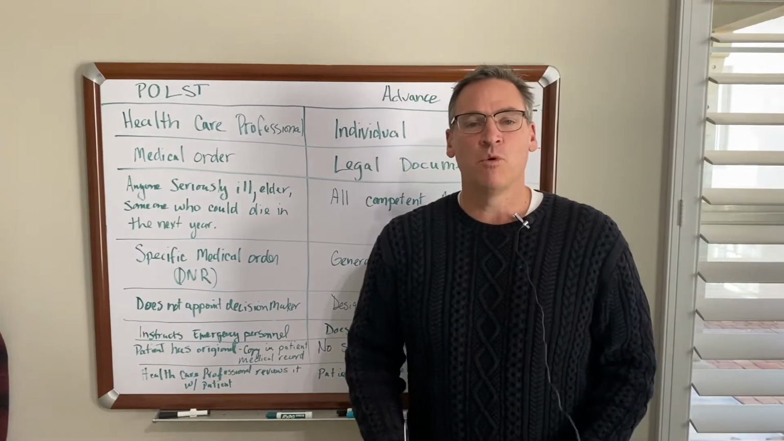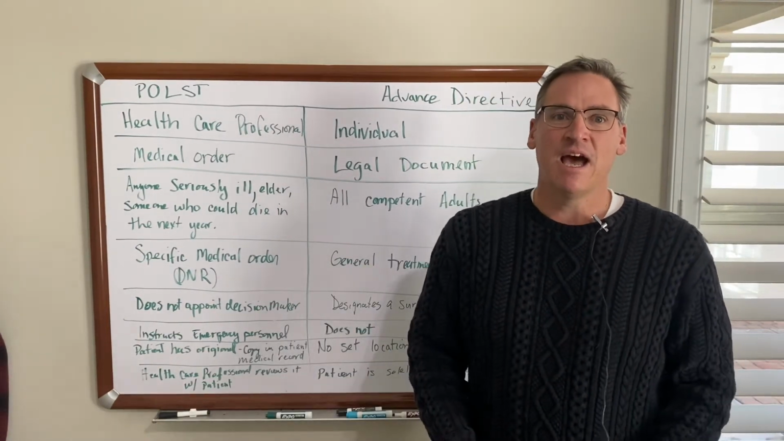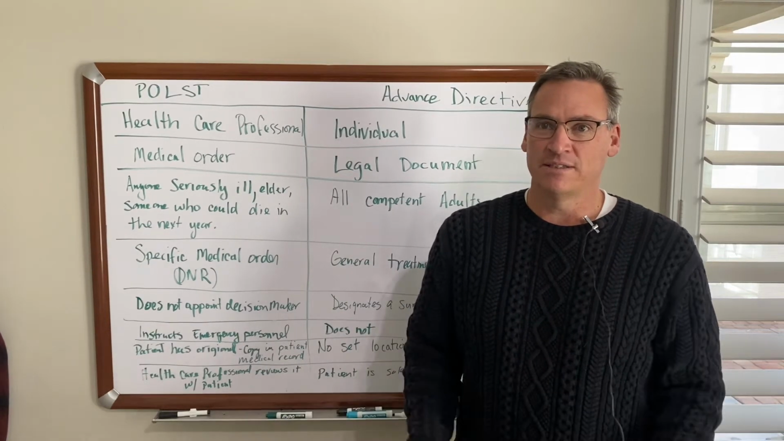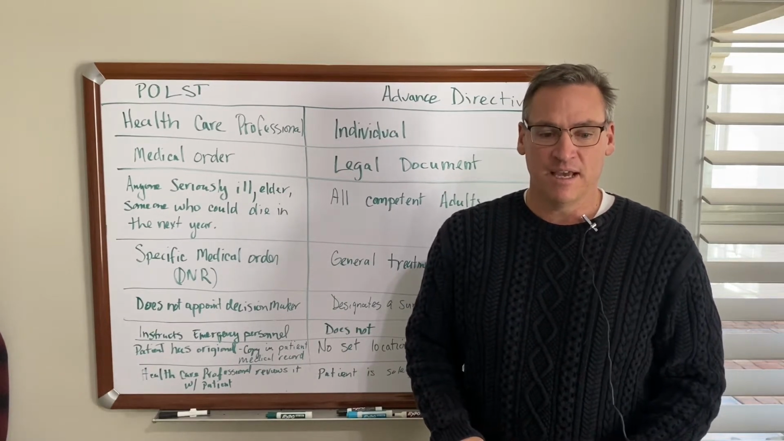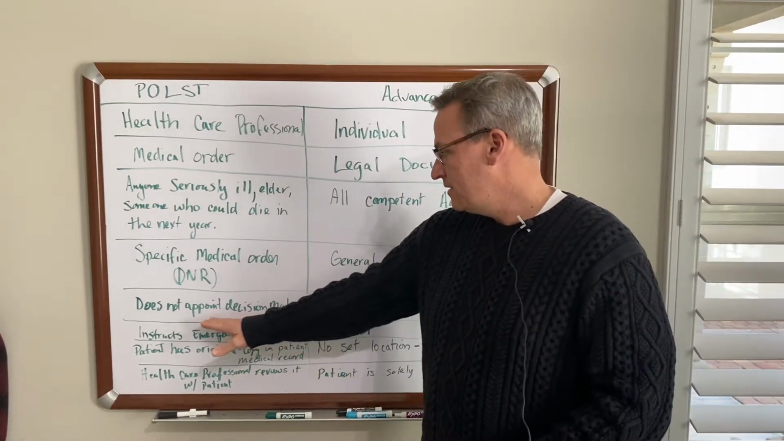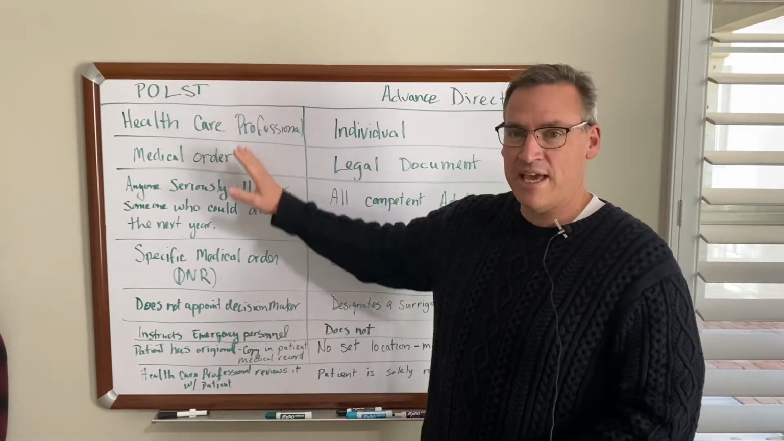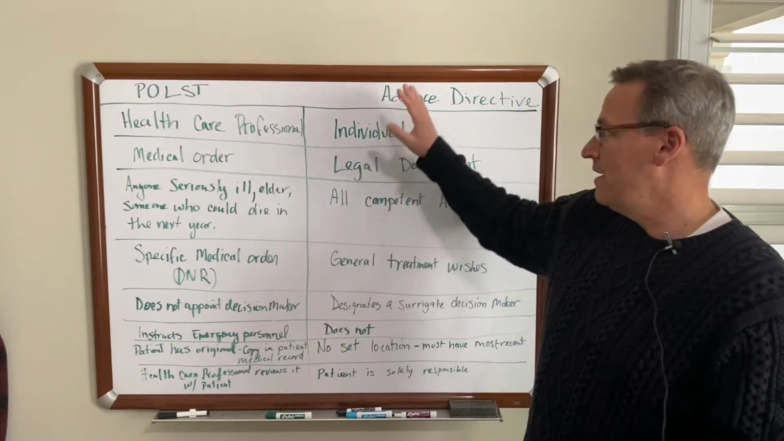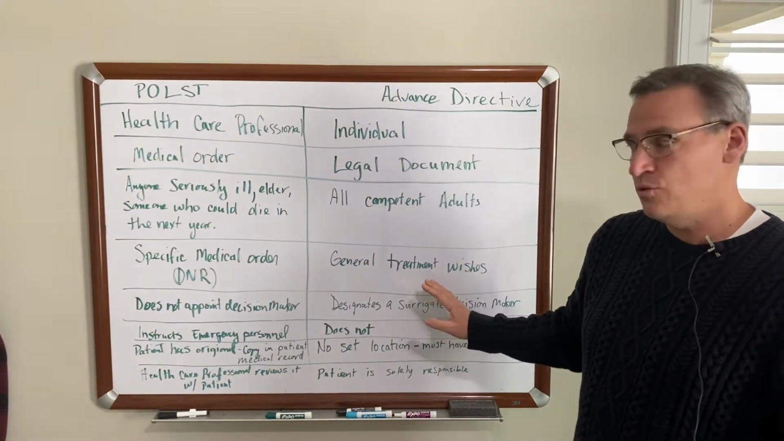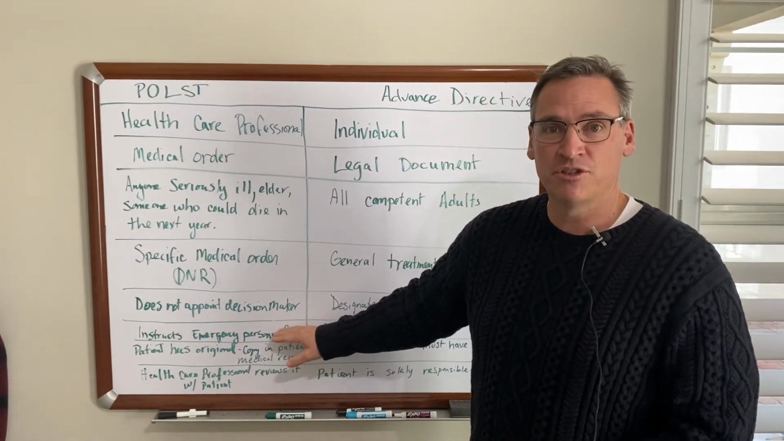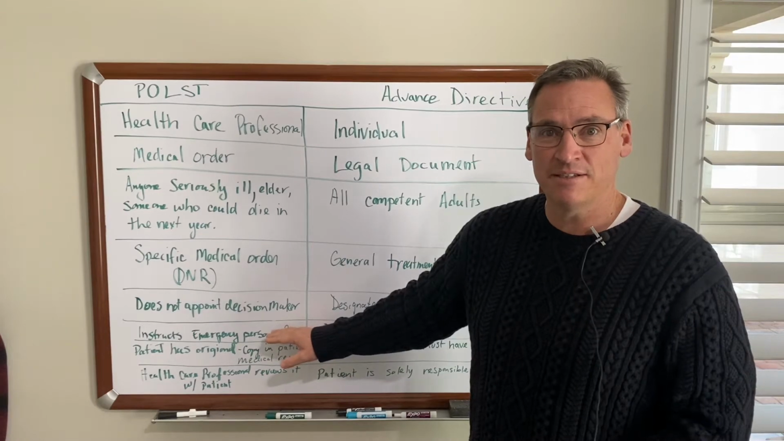So this is more generally speaking how you'd want to be treated if there was a life-threatening situation going on. It does not appoint a decision maker. You can't appoint somebody to be your decision maker in the POLST document, but in the Advanced Directive you can. This really is here to instruct the emergency personnel coming in to help you.